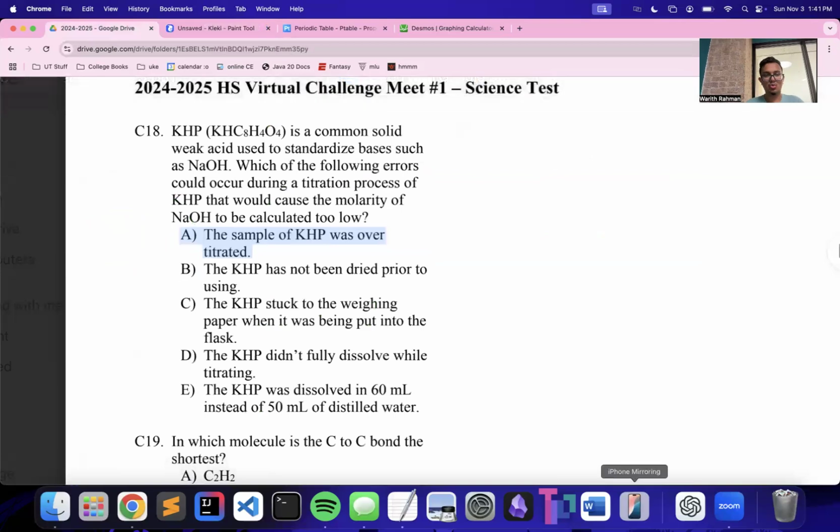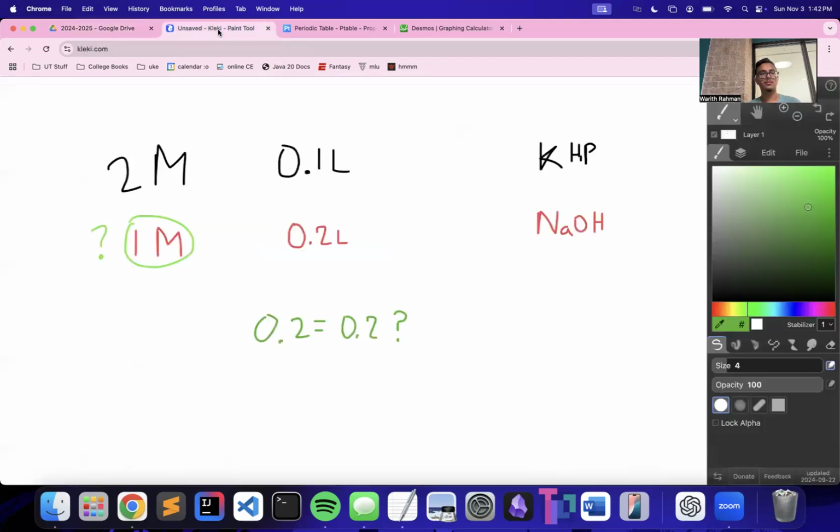C: the KHP stuck to the weighing paper when it was being put into the flask. So that would mean that we have less moles of KHP actually in the solution. So even though we're saying this is our molarity here, it is actually smaller and we have less moles.